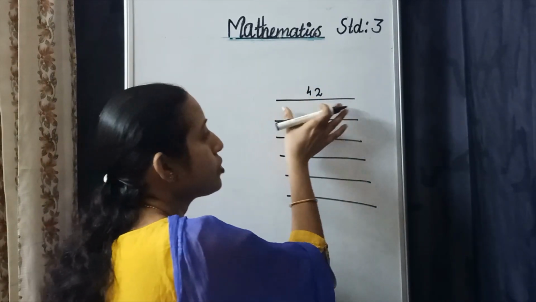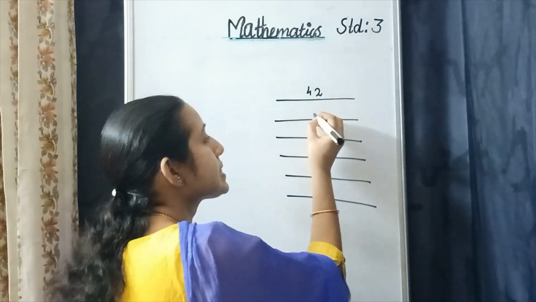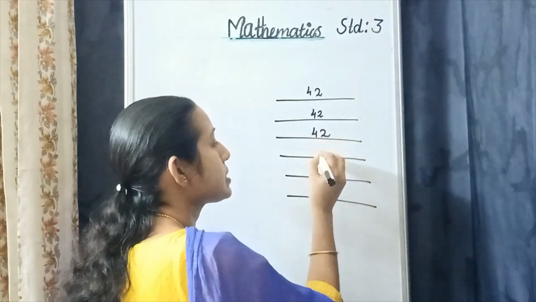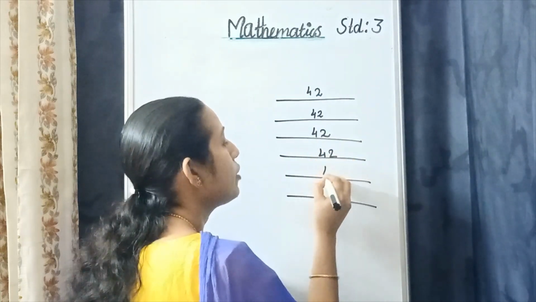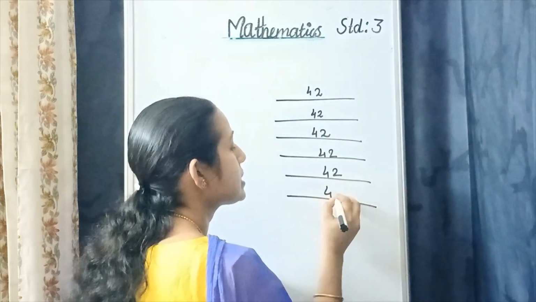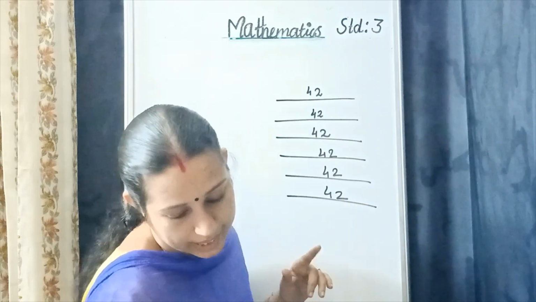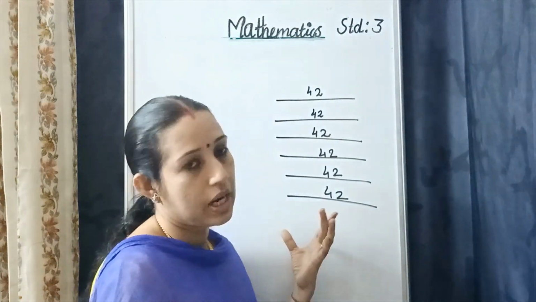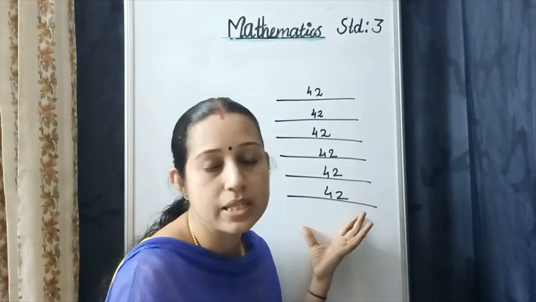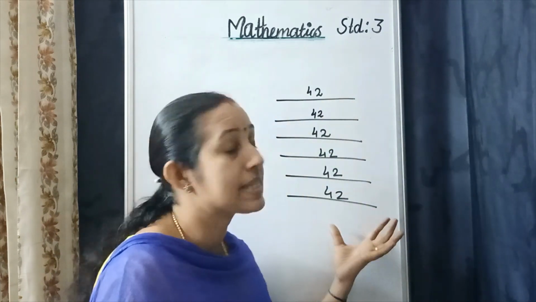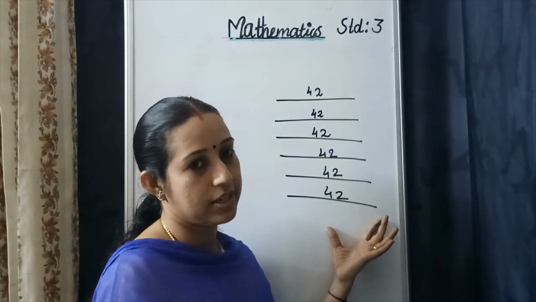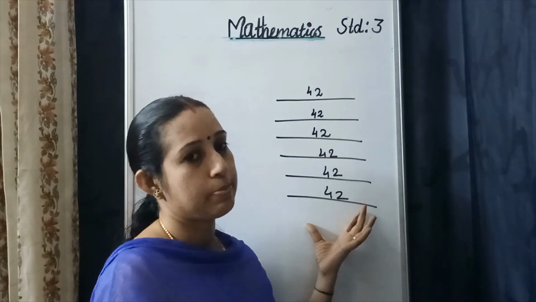Means here in the first row, 42 people are sitting. Second row, 42 people are sitting. Third row, 42 people. Fourth row, 42 people. Fifth row, 42 people. Sixth row, 42 people. What is the question? How many people would be there in all if there are such rows? Means how many people are sitting in these 6 rows? Okay, that is the question. So how do we find it? Yes, the operation is multiplication.